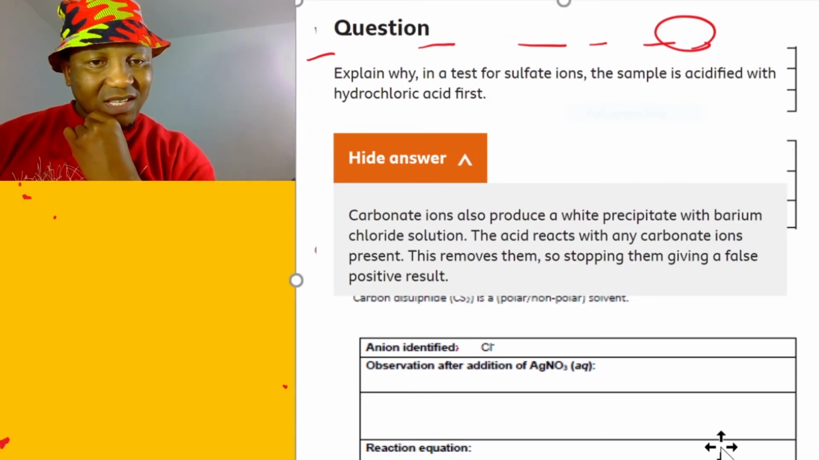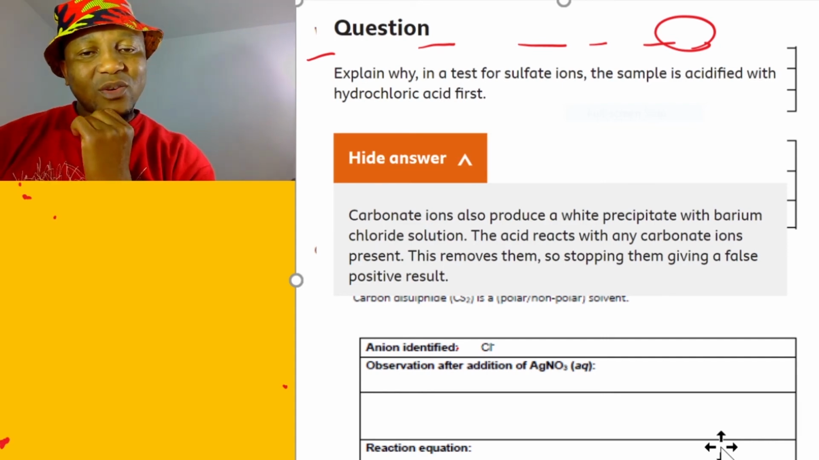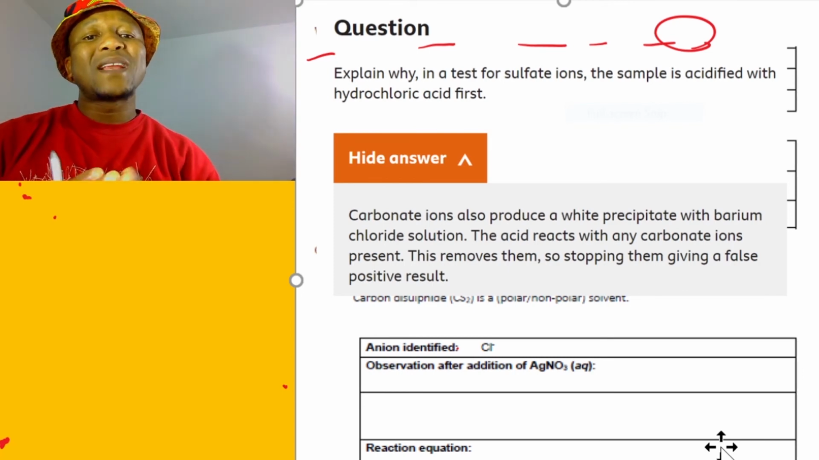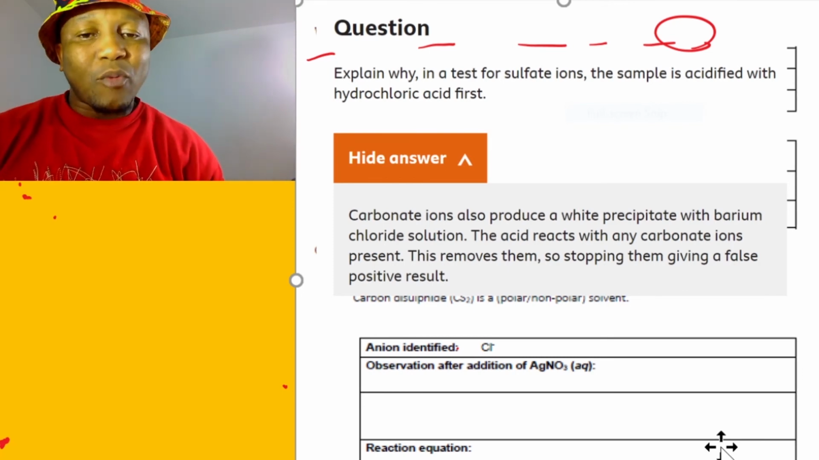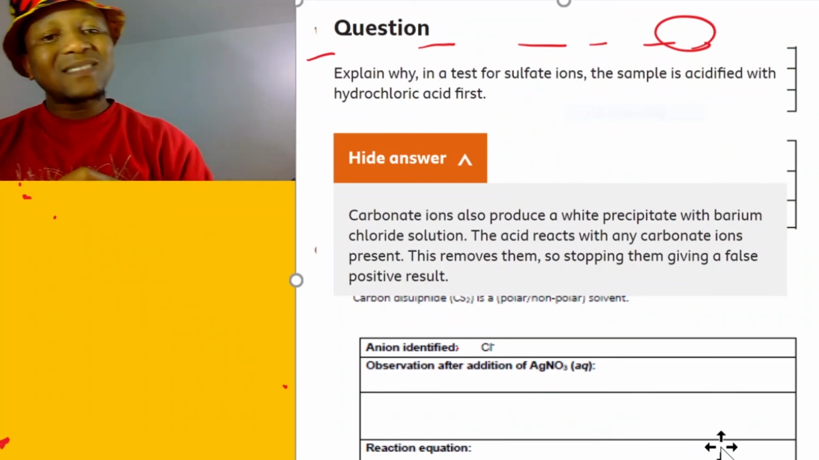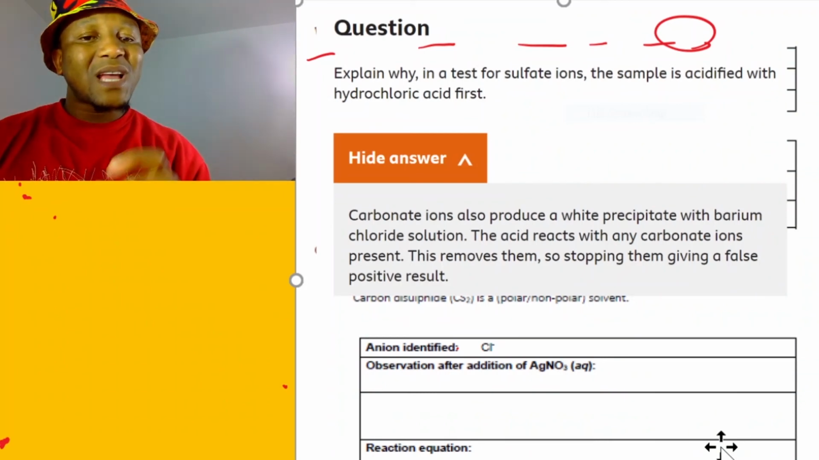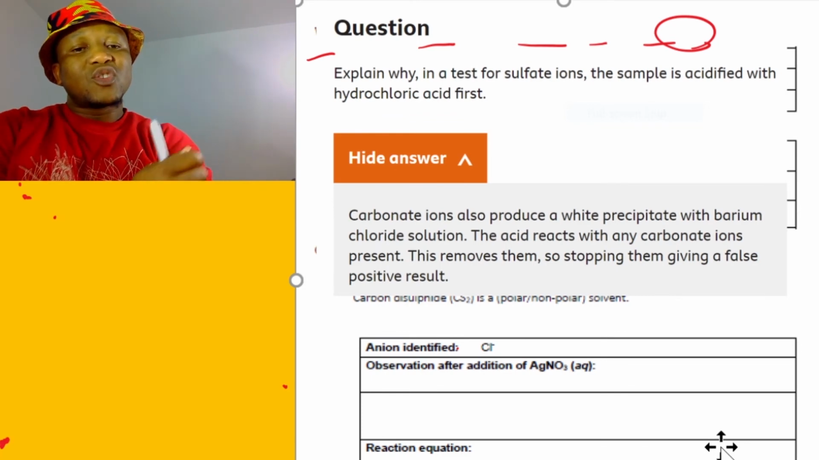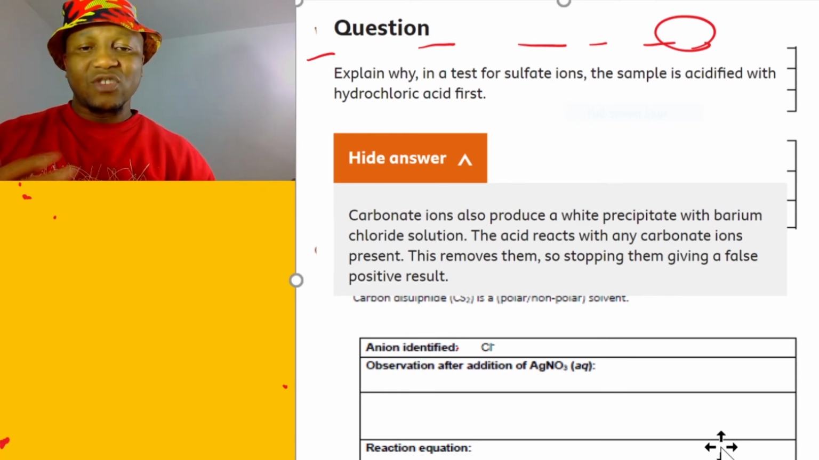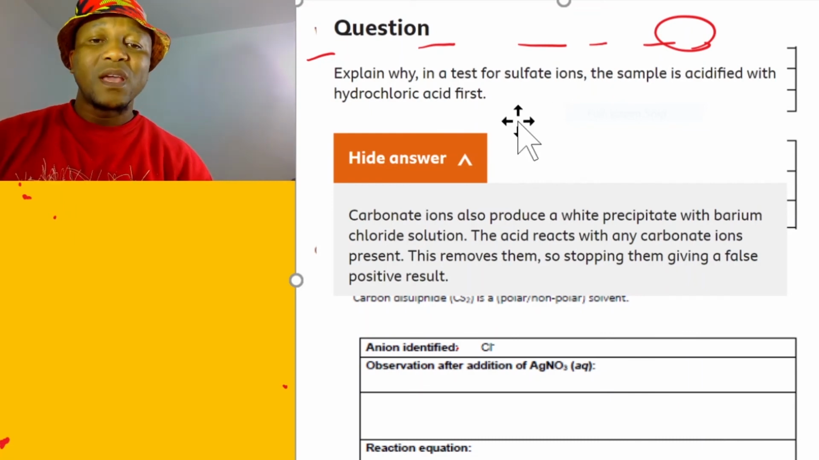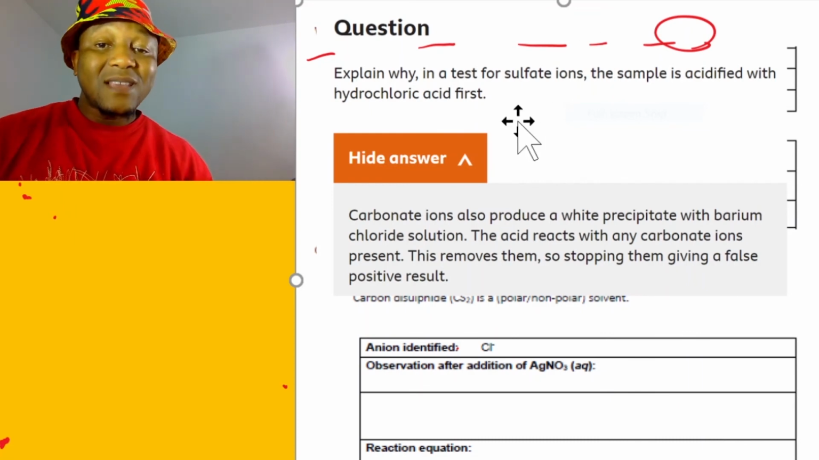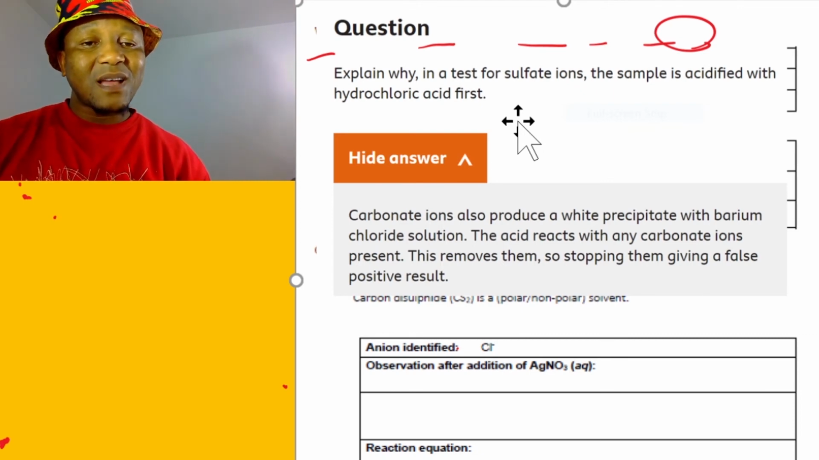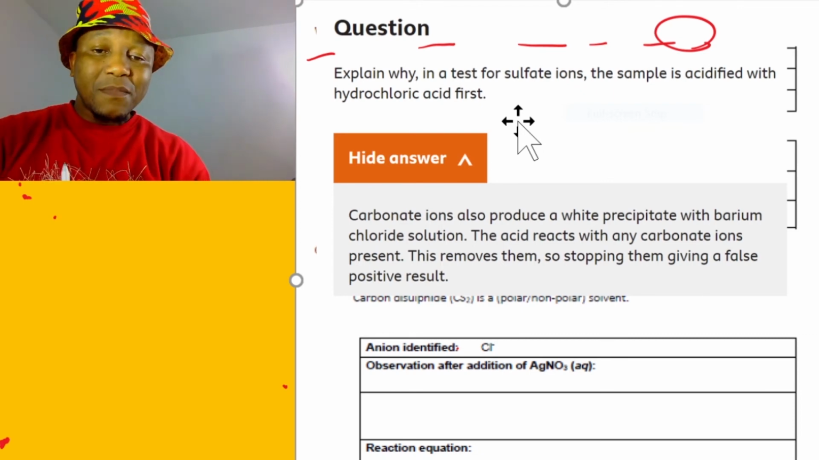See, the sample is identified with the hydrochloric acid test, because the carbonate ions also produce a white precipitate with barium chloride solution. So in that case, the acid, when it reacts with the carbonate ions present, is going to remove them. So it's going to stop them from giving a false positive result. So that's going to be our answer. You can simply write that down, and that's easy. So we should explain why we test the sulfate ions with hydrochloric acid, because of that.